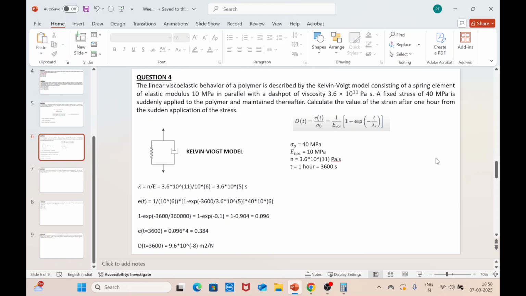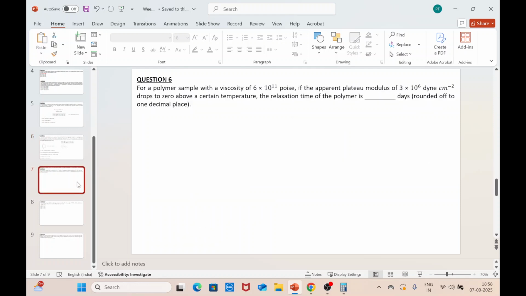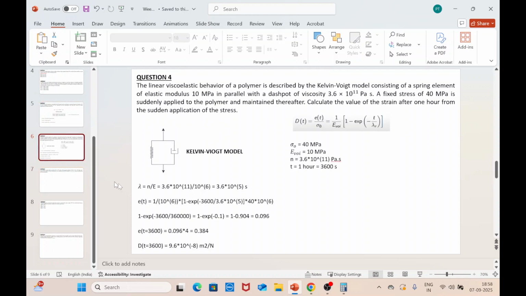or otherwise we can proceed to this question. But I think this may not be that difficult because we have discussed the two questions. Let's see. Anything related to this Maxwell model or Kelvin-Voigt model which you are not able to understand, then please let me know.